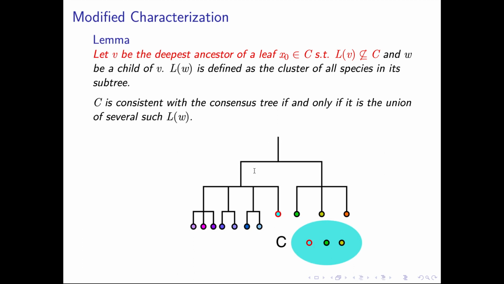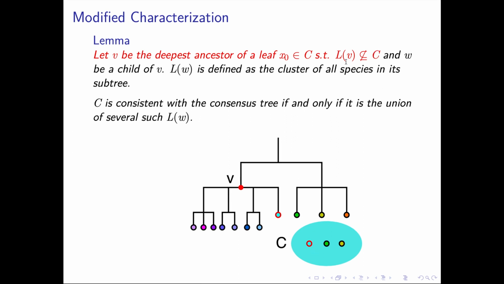But when the cluster is not consistent, the node V may diverge arbitrarily far from the LCA. For example, if a cluster C now contains these 3 nodes, it is no longer consistent with our consensus tree. If we pick this node as x0, the deepest such ancestor would be this node. And such V is obviously not the LCA of these 3 nodes on the consensus tree.